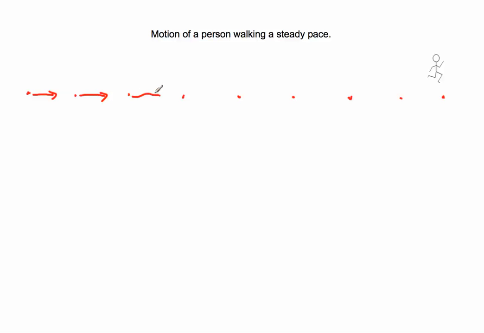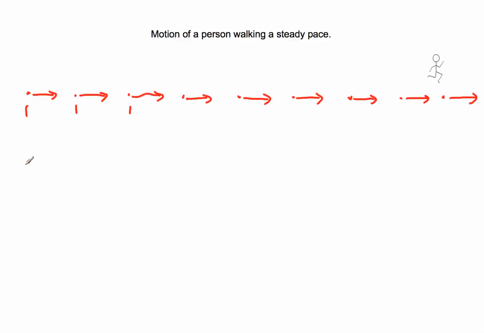Now we can add to our motion diagram some arrows which represent the velocity of the object. And since the person is walking at a steady speed, those arrows, being vectors, should all be the same length. Now we can tell from our motion diagram that the person is walking at a steady speed even if we never saw them, because the displacement between these dots is constant. And so for a constant time, we have a constant displacement.